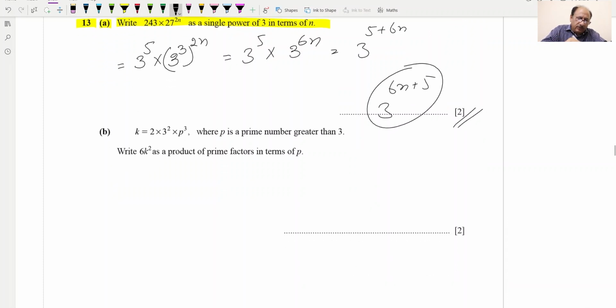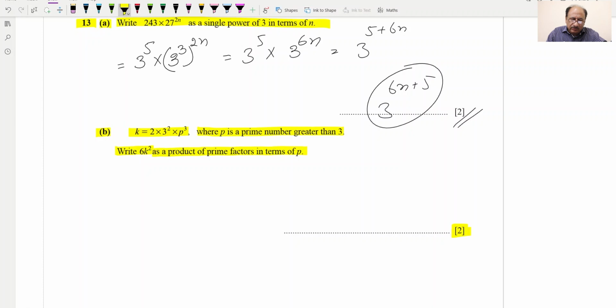Now part B is a little tricky, and this is a 2 mark question. You will have to understand this. k is equal to 2 into 3 squared into p cubed, where p is a prime number greater than 3. p is a prime number greater than 3. So write 6k squared as a product of prime factors in terms of p.